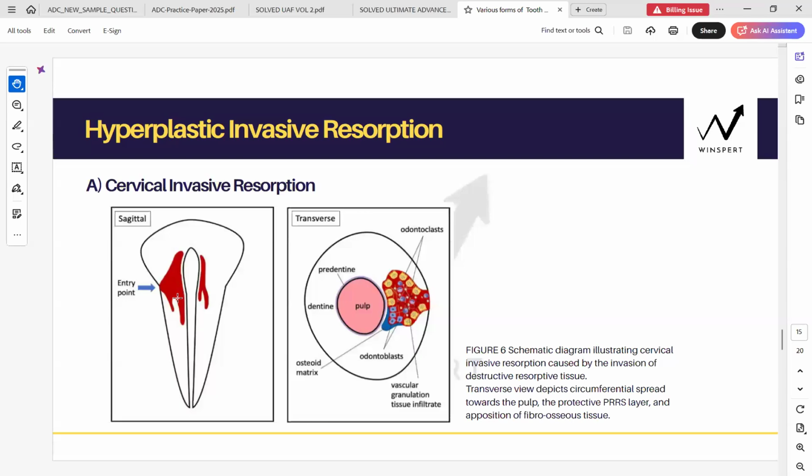Right? So in replacement resorption, there is bone. In internal inflammatory resorption, there is still pulp within the canal. But here it would be your actual granulation hyperplastic tissue. That is why this is a third separate category of hyperplastic invasive resorption.